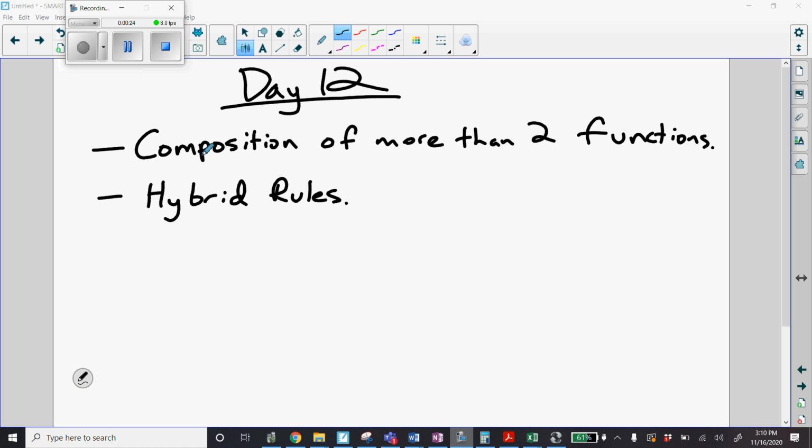Today I want to talk about what if we have a composition of more than two functions, okay? And we're also going to talk a little bit about hybrid rules. So let's start with this. Let's say we have a function within a function within a function.